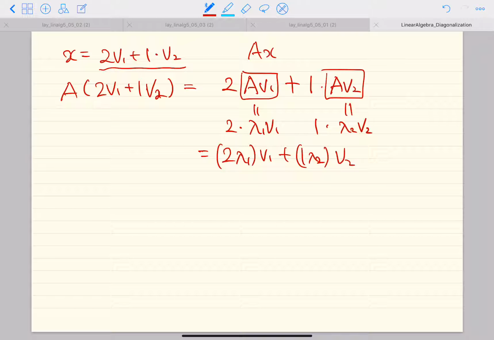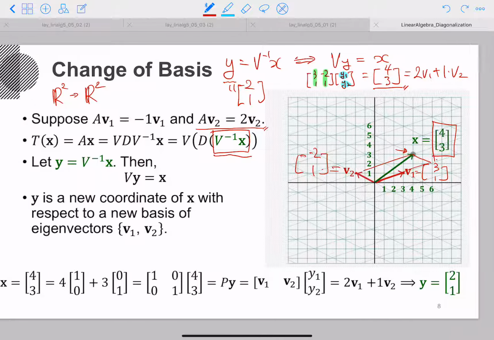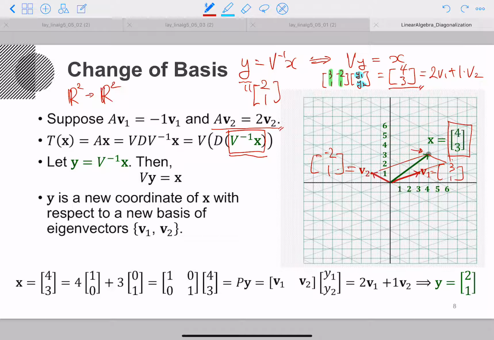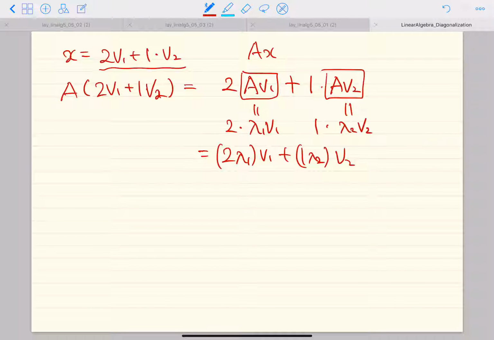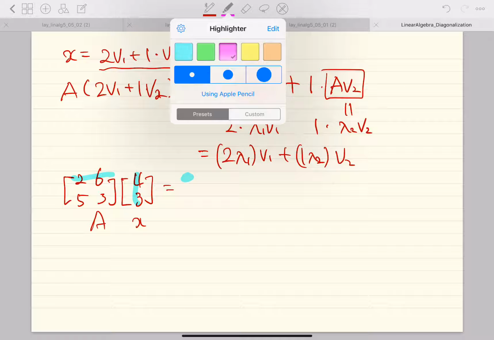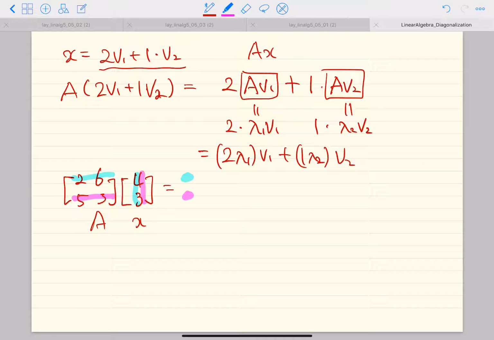Suppose A is (2, 6; 5, 3), although this is not the correct one in this example, and we compute A times X. In this case we have to perform this inner product over here and this inner product over here to form the final result.